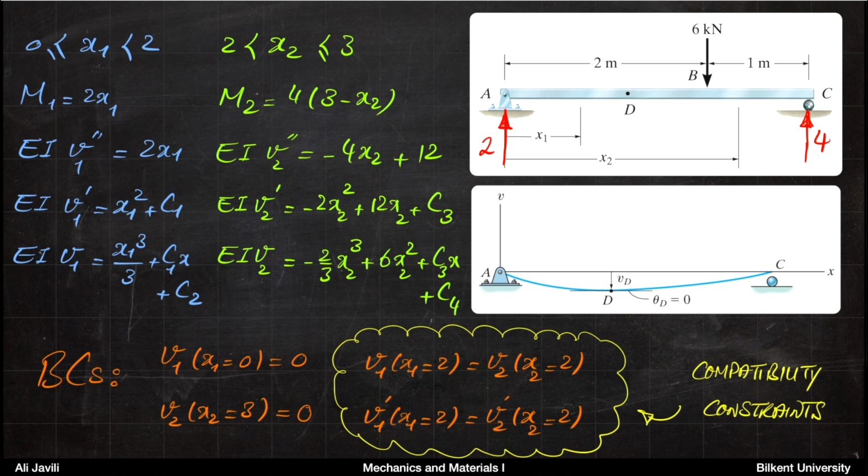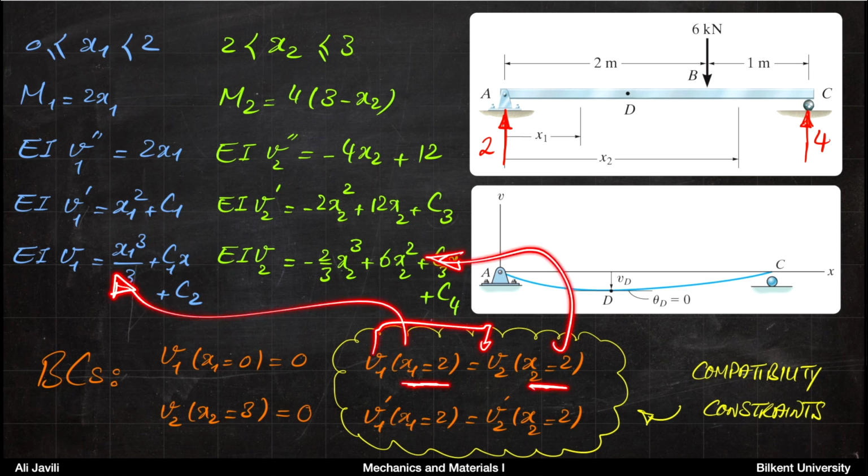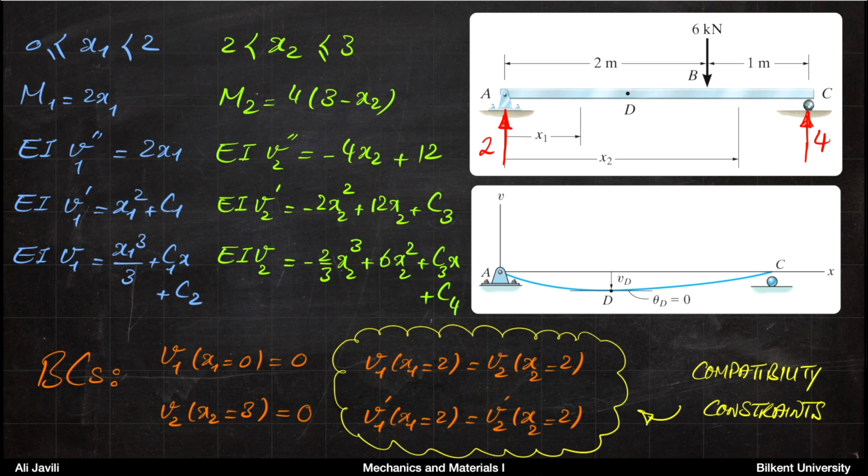Okay, so basically these are the two compatibility constraints that will help us now to calculate the constants. So all you have to do here is to insert x1 equals 2 into this equation, and then also insert x2 equals 2 into this equation, and then calculate the v's and set them equal. The same holds for v primes.